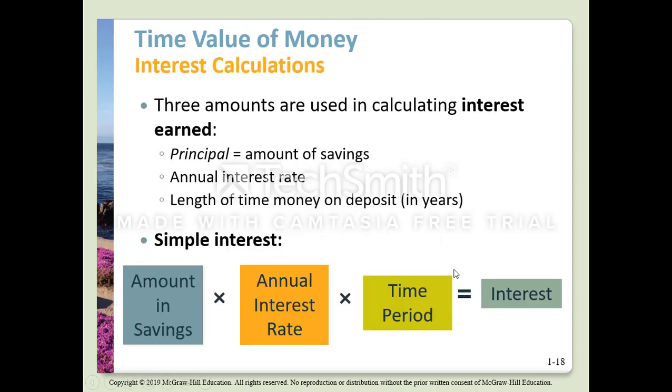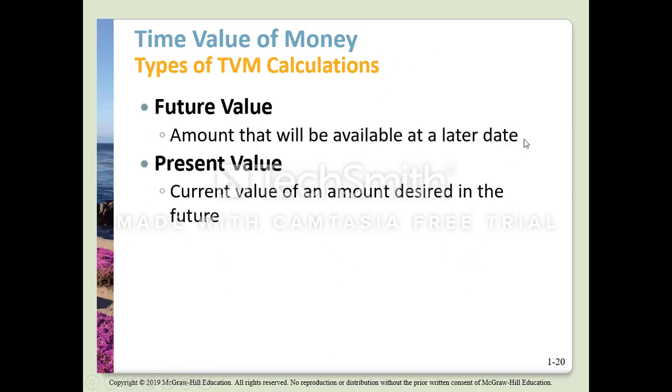Now, we're not going to spend any time on the calculations of time value of money, so we'll skip right through there. It is important to know, though, what future value and present value are. Future value is the amount that will be available at a later date. So with that example of $100 now, or you could save it and get $103 a year from now, $103 would be the future value. And then the present value is the current value of the amount desired in the future. So that $103 as a future value, the present value of that is $100.